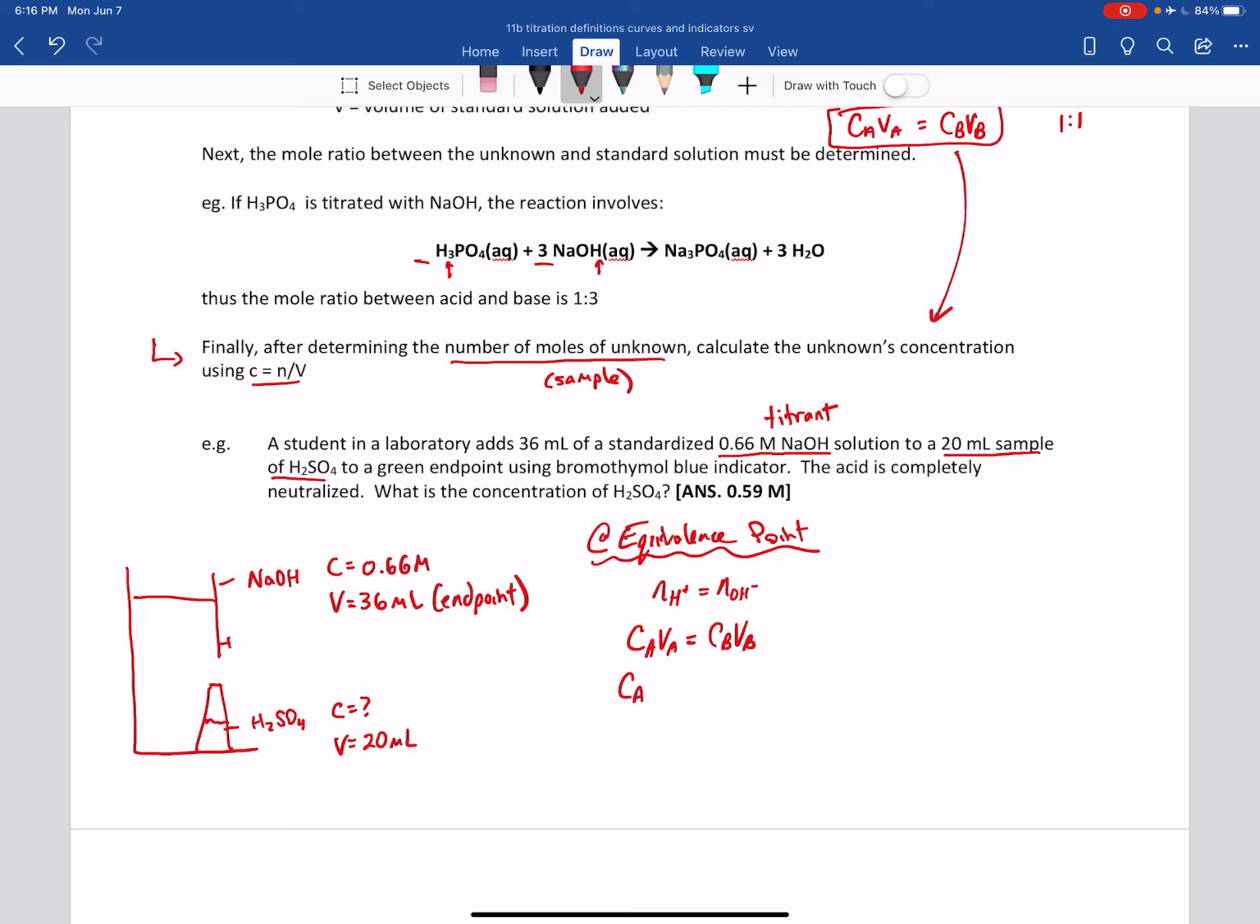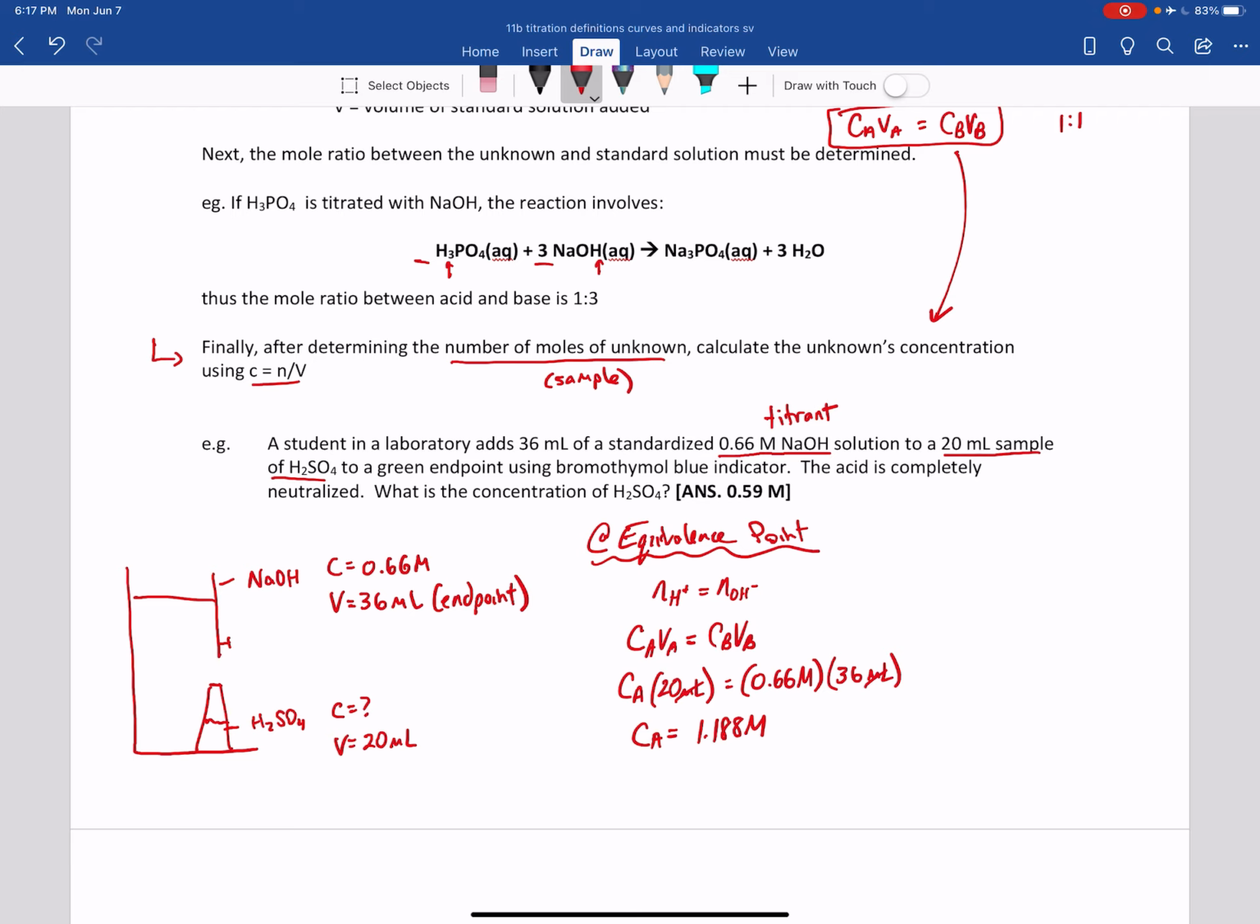We don't know the concentration, but we know its volume. And if you're wondering why I'm using milliliters, as long as volume is the same on both sides, the conversion would cancel out. So if you'd like to convert that to liters, it's okay. If not, because they're both in milliliters, they'll cancel out when we divide. So by calculating this, we get 0.66 times 36 divided by 20. So we find that the concentration of the acid is 1.2 moles per liter.